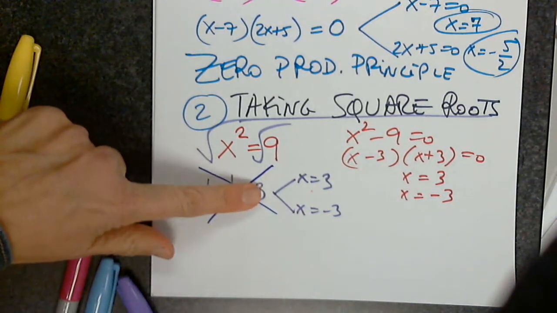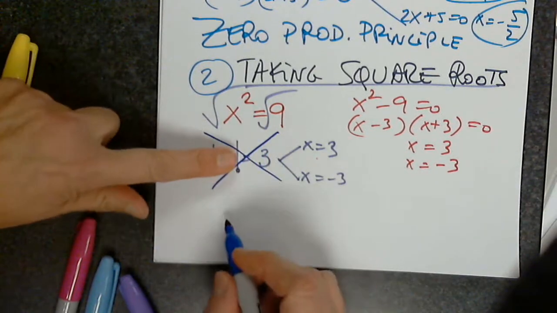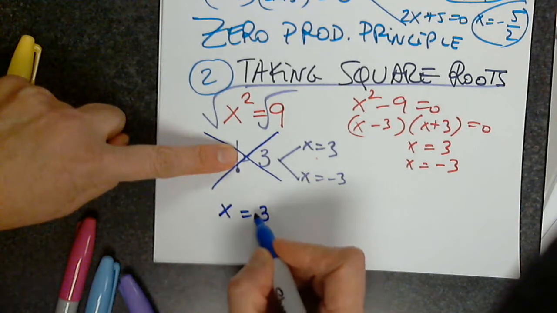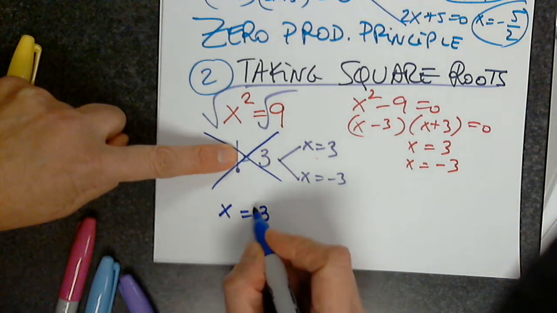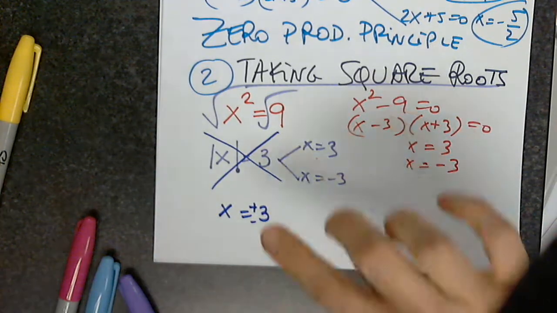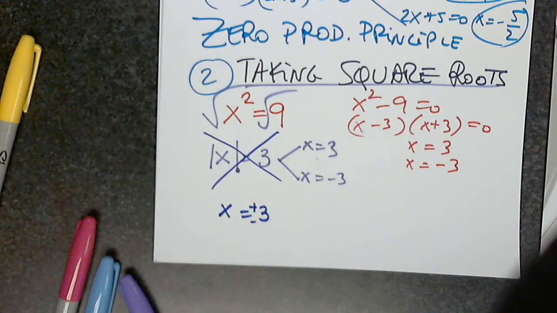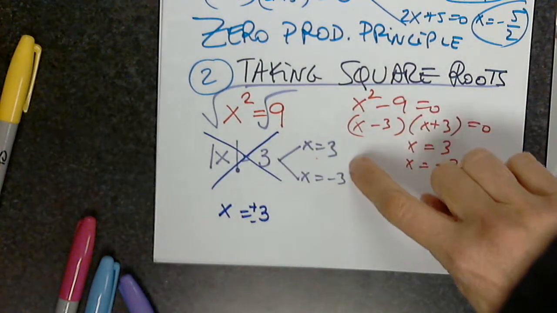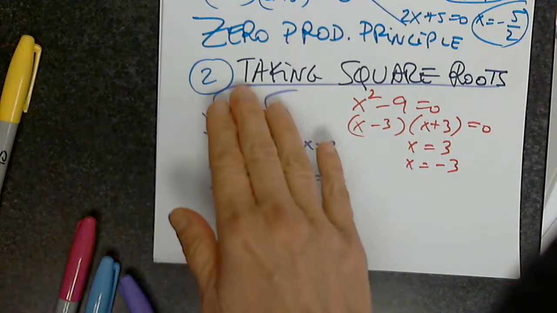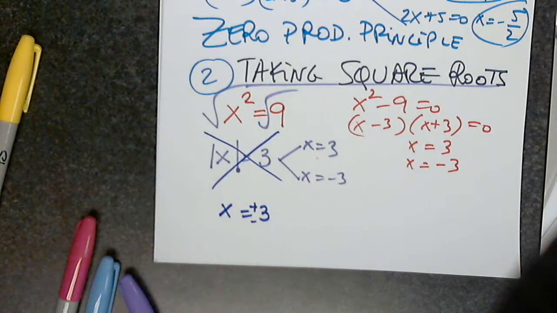I always show it because when students write x equals 3, I have to say no. But what is the correct answer? Plus or minus. So when we take square roots from both sides, we expect 2 solutions. Instead of writing this, which is the correct step, we go directly to the solution and put plus or minus in front of 3. Okay? So this is the principle of taking square roots.